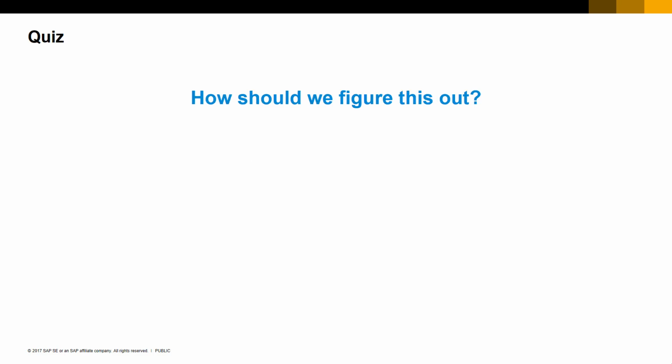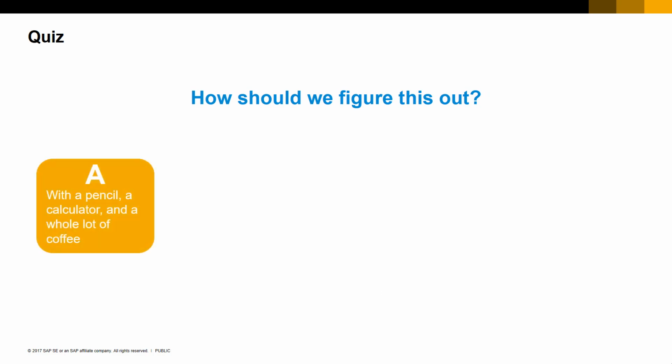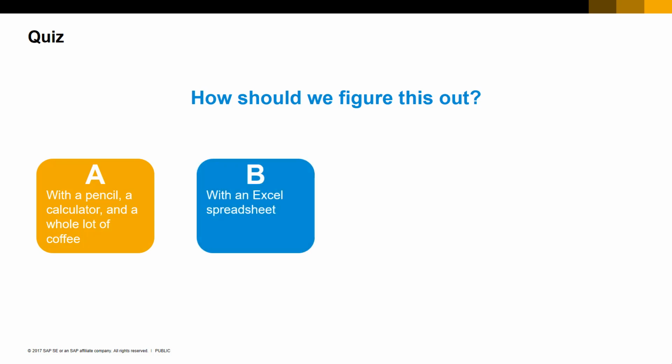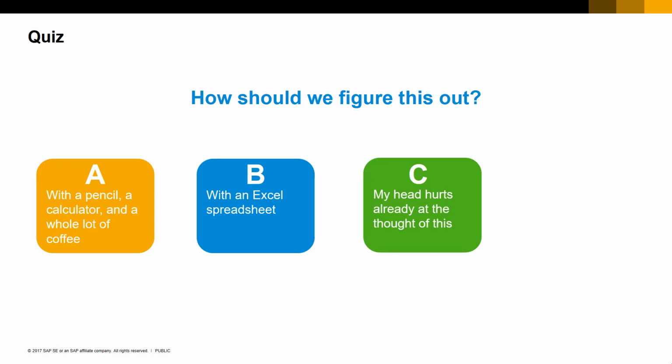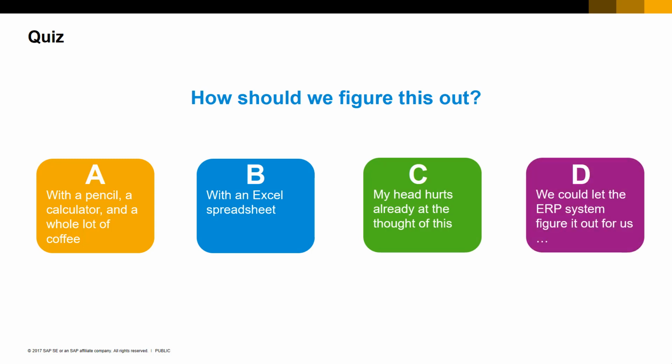Let's take a moment and do a quiz. If I asked you, how should we figure this out, would you say A, with a pencil, a calculator, and a whole lot of coffee? B, with an Excel spreadsheet? C, my head hurts already at the thought of this? Or D, we could let the ERP system figure it out for us? And the answer is D. Yes, absolutely, we should let the ERP system figure this out for us.